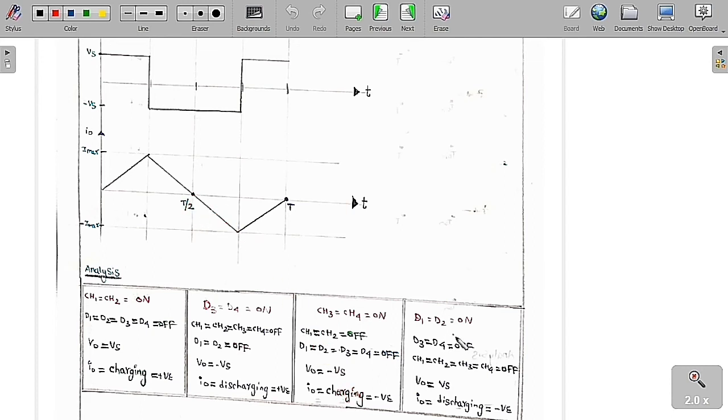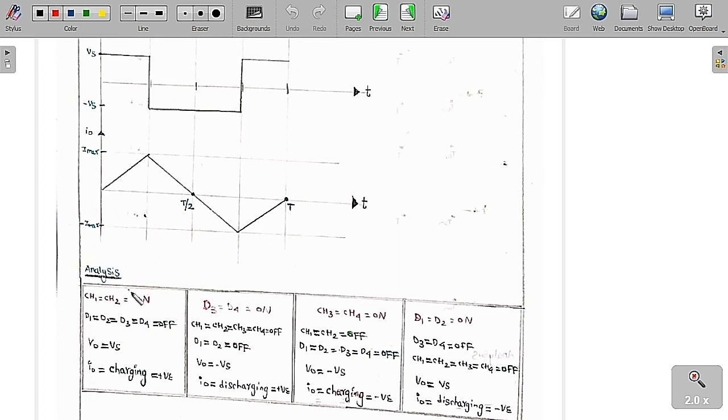Now in the last case, D1, D2 are on. Whenever D1, D2 are on, remaining all the choppers and all the diodes are off except D1, D2. Therefore V0 is equal to plus Vs, and the current will be in the negative. It is discharging in the negative direction.